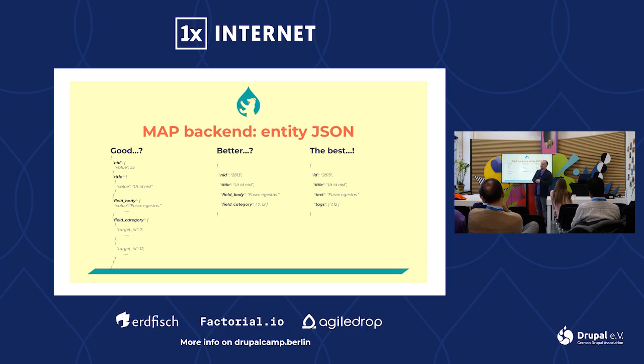But later, we find that it's also not ideal. Why? Because for node it's NID, for user it's UID, for paragraph it's PID. Not good. It should be just ID, just title, just text, and just text tags.